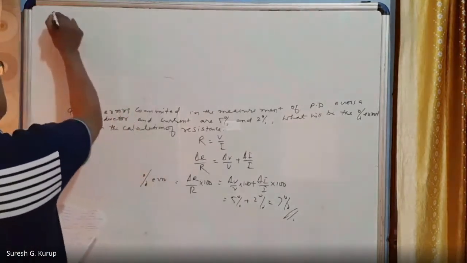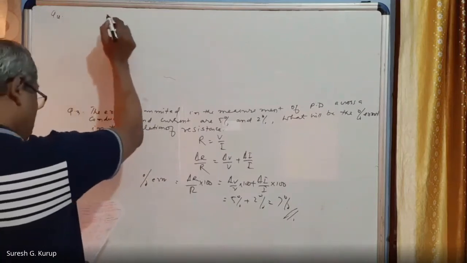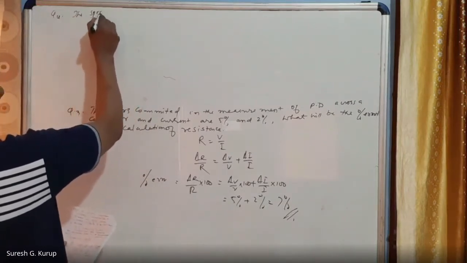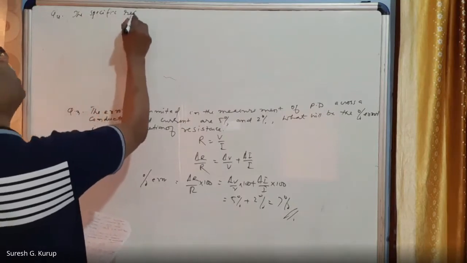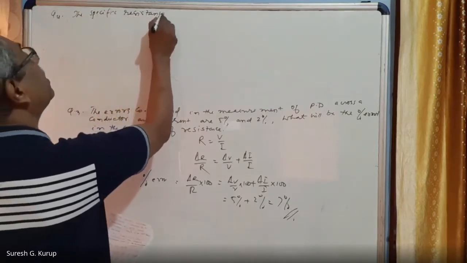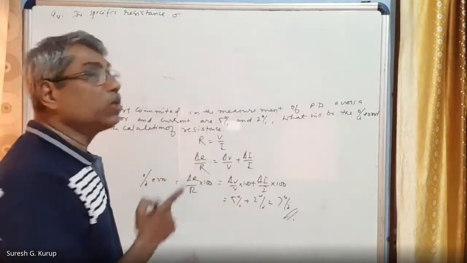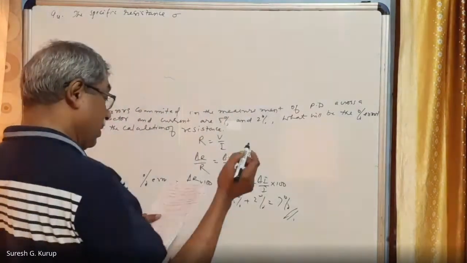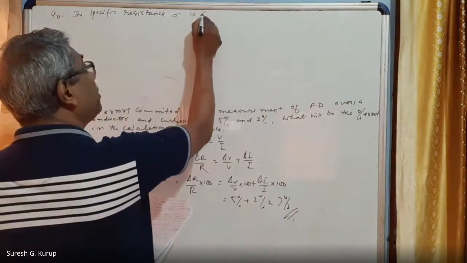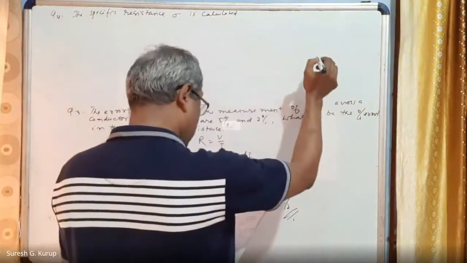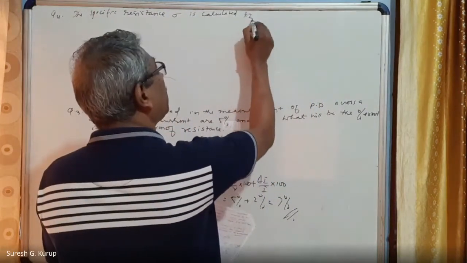This question is question 4. The specific resistance, sigma. So this notation is called sigma. Is calculated by the formula.